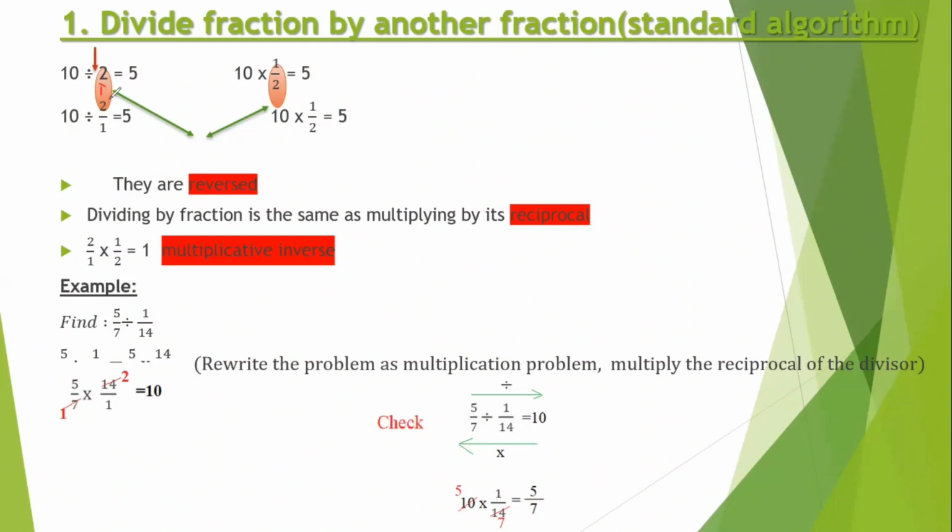So I can say that when I divide by 2 over 1, it is the same as multiplying by 1 over 2. So they are reversed. And also I can say dividing by a fraction is the same as multiplying by its reciprocal. What does that mean? It means the reciprocal is the opposite, when I switch it, or when I flip it. So when I divide by 2 over 1, it is the same as when I times by 1 over 2.